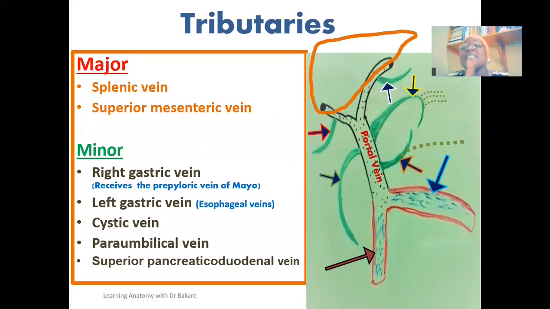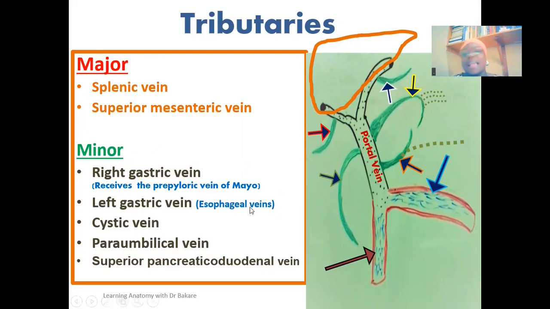So now we can see that the tributaries of the portal vein are very interesting, as we highlighted the major and the minor tributaries. For the major tributaries, we already know that there are two, the splenic and the superior mesenteric vein. The minor tributaries also drain into the portal vein, but are not involved in its structural formation, hence they are classified as the minor tributaries of the portal vein.